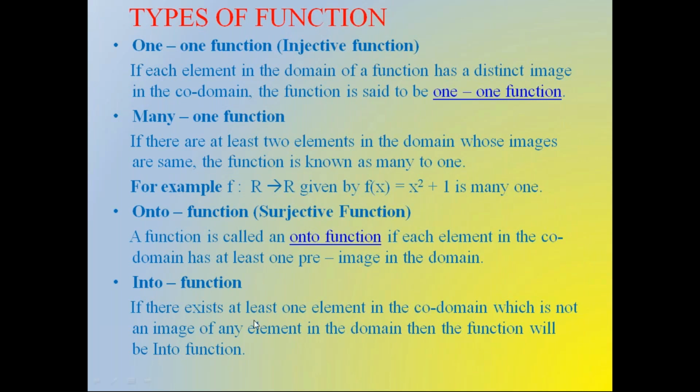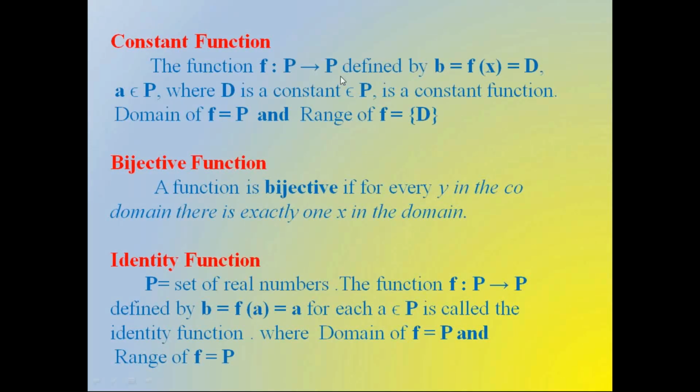Now, just go through all the definitions. Into function: if there exists at least one element in the codomain which is not an image of any element in the domain, then the function is an into function. A constant function: the function f from R to R defined by f(x) = c, where c is a constant, is a constant function. That is, the domain of f equals R and the range of f is {c}.